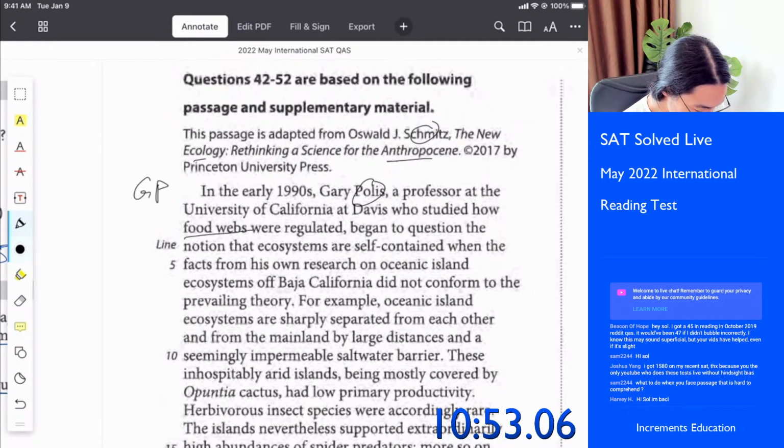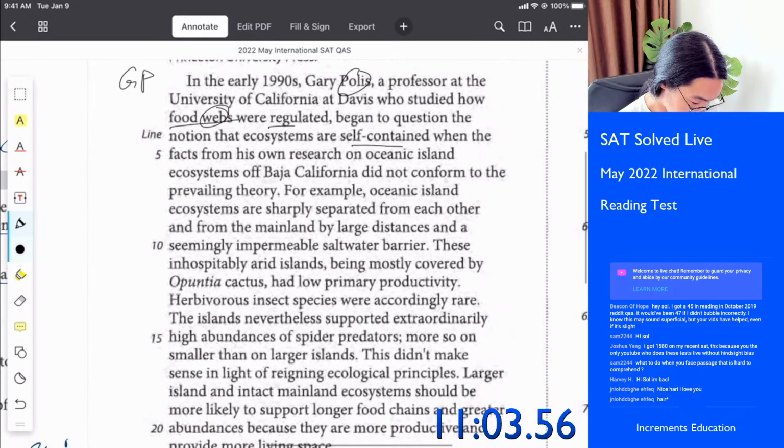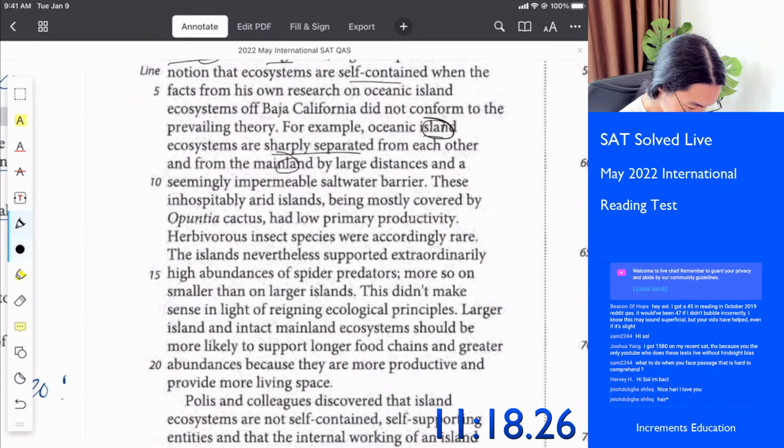Studied how food webs... Okay, we're talking about ecology. We're talking about food webs. They're regulated. Okay, questioning the notion that they're not self-contained. He says, when the facts from his research did not conform... Oceanic island ecosystems are sharply separated from each other and from the mainland. Okay, so islands and mainlands. Hang on, I need to circle these. By large distances, by a seemingly impermeable saltwater barrier.